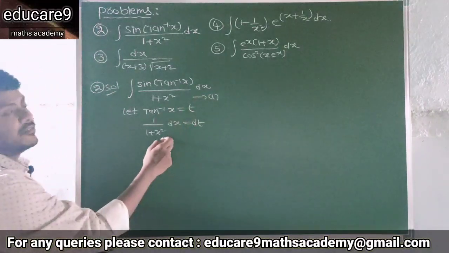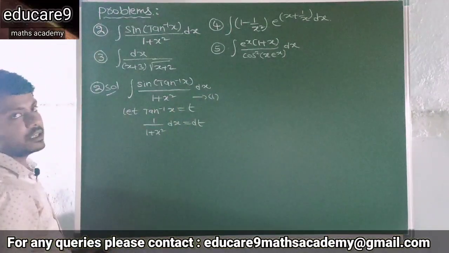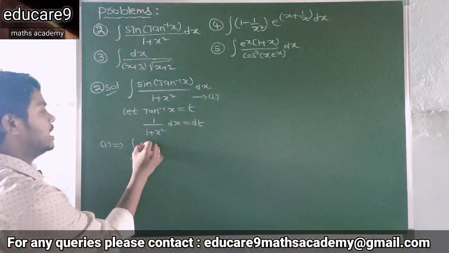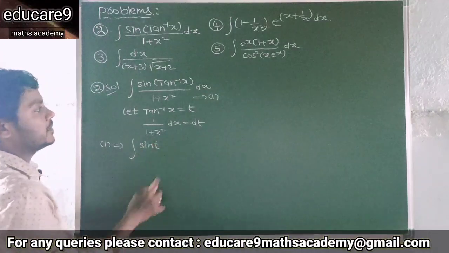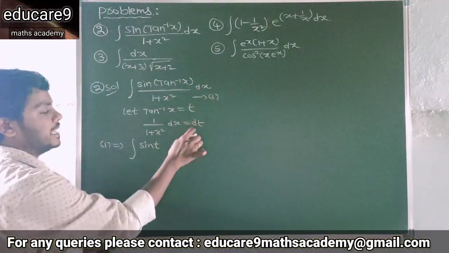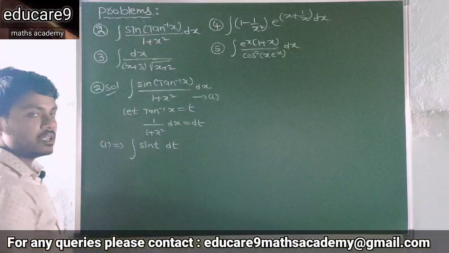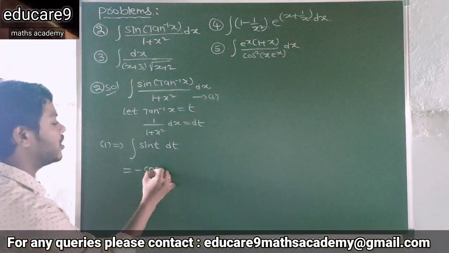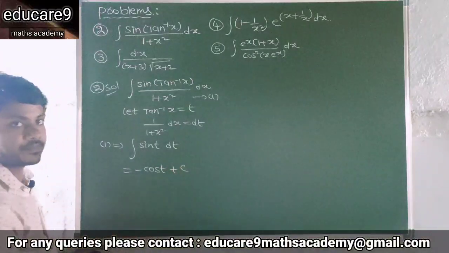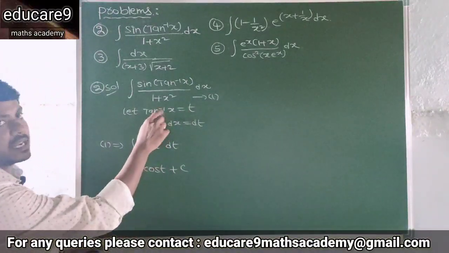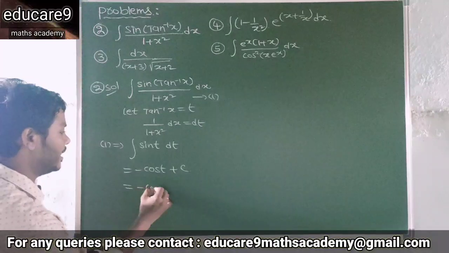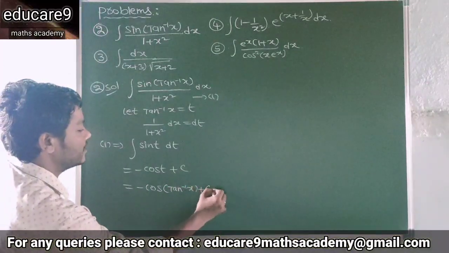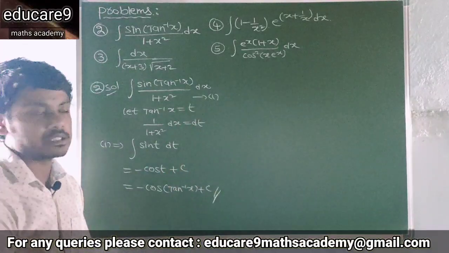So substitute tan inverse x into this value in equation 1. Then equation 1 implies integration of sin t, 1 by 1 plus x square dx is what? dt. So you know that integration of sin t is what? Minus cos t plus c. So what is t? That is tan inverse x. So this is minus cos of tan inverse x plus c. So this is the required answer.